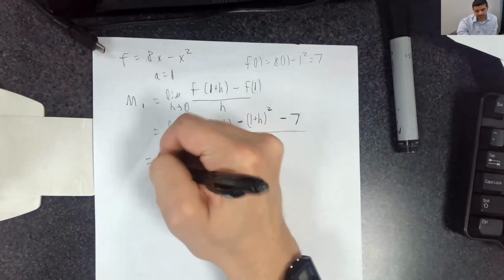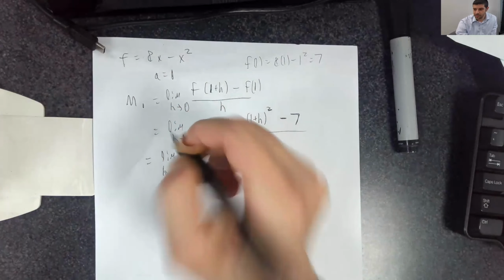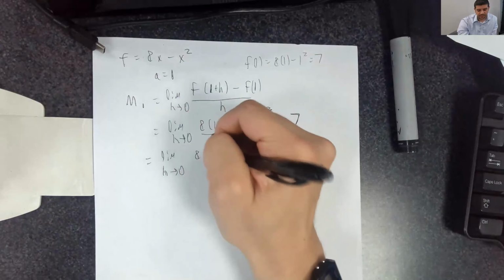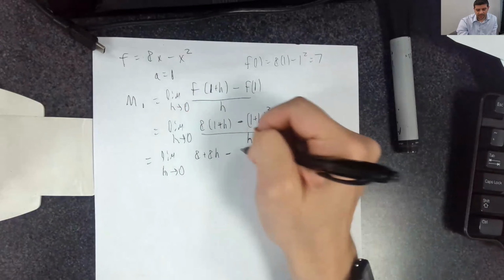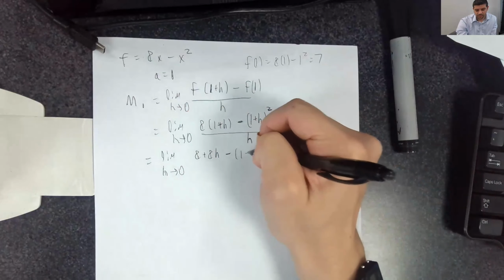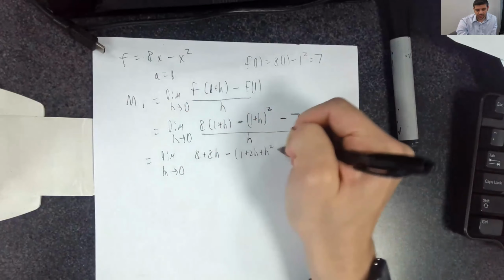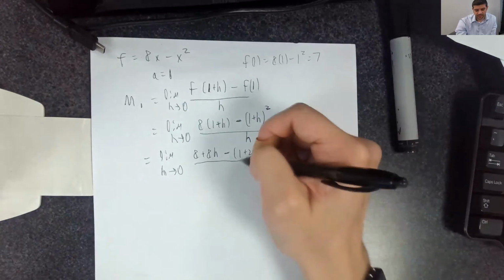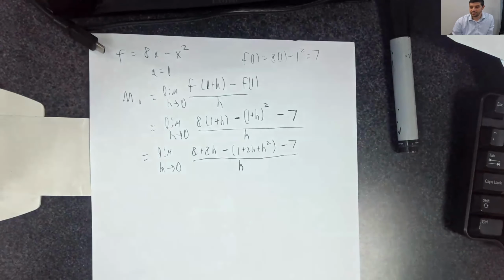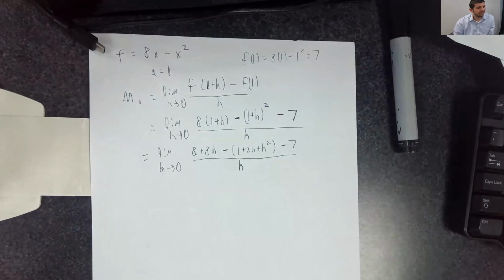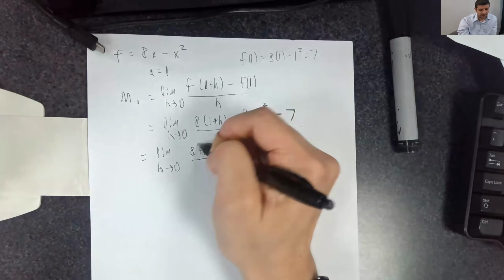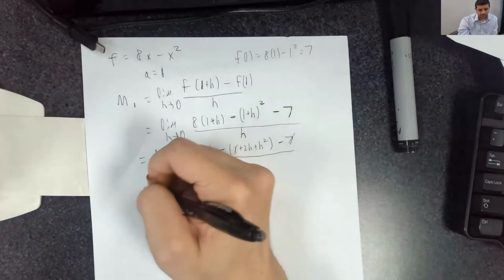Okay. H goes to 0. Just be very careful with your algebra. It's 8 plus 8h, and then minus the quantity 1 plus 2h plus h squared, minus 7, all divided by h. What could I simplify? 8 and 7, so it becomes just 1. Look, I have minus 1 here and minus 7. Those cancel. So what am I left with?